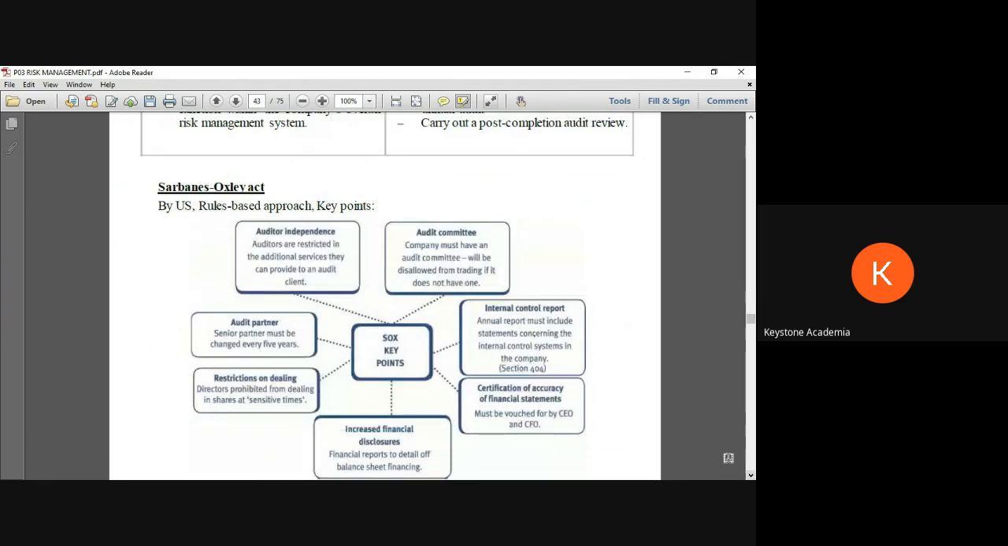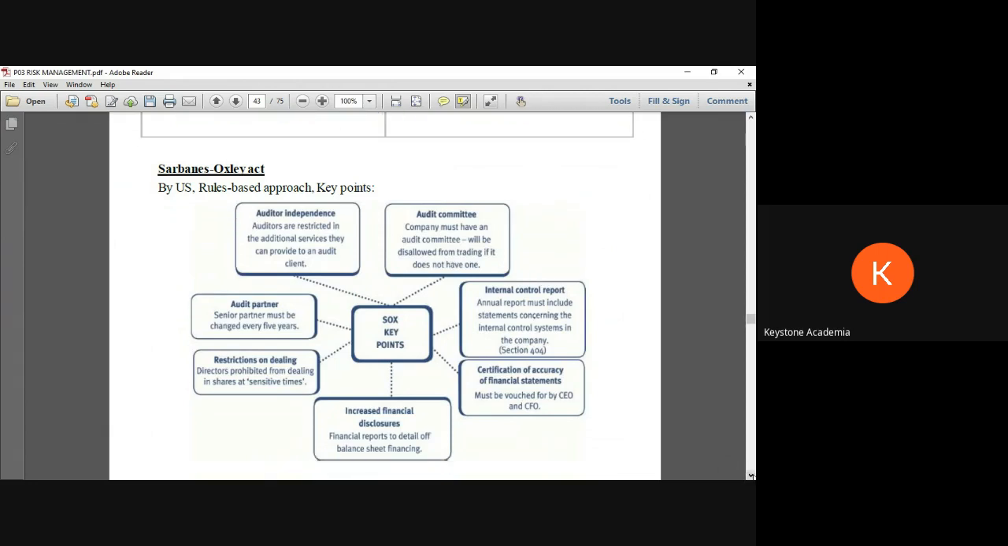SOX is basically a rule-based approach. This is for US-based companies, not relevant to us, but here they are just giving a diagram to help us understand how it is different from the rule base and how they are doing the risk management. Ultimately, their aim is also risk management. Like for example, audit committee.